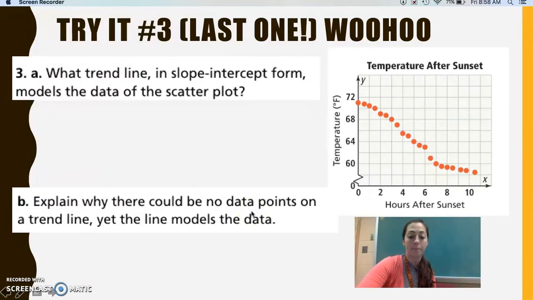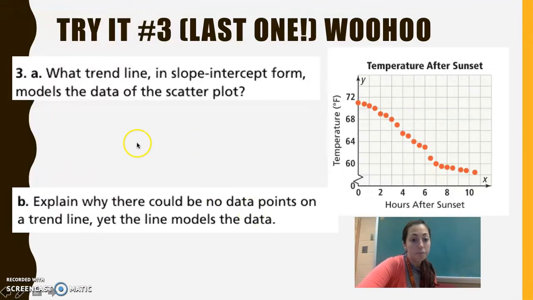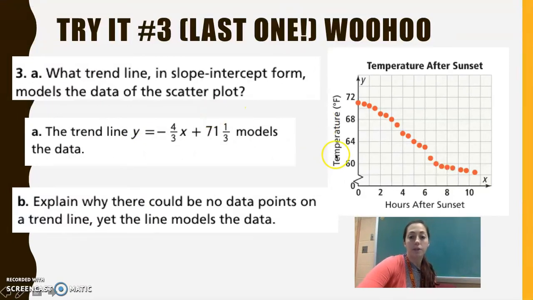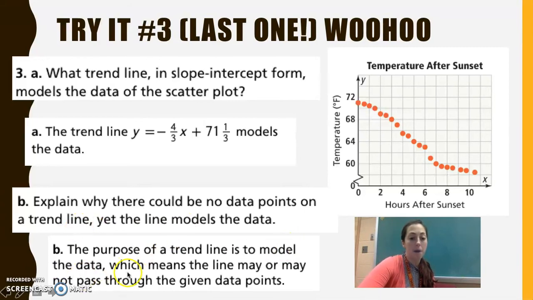Pause it and play. This is the book's answer. The book answered that the trend line after they drew it, y equals negative 4/3 x plus 71 1/3, models the data. I'm going to show you my way in a minute. Part B says, explain why there are no data points on the trend line, yet the trend line models the data. Again, the purpose of a trend line is to model the data, which means the line may or may not pass through any of the given points. That's 3 times you're hearing that. You better remember it now.